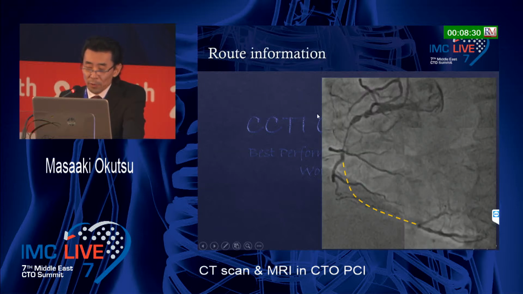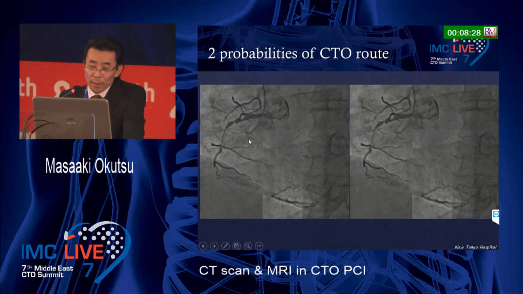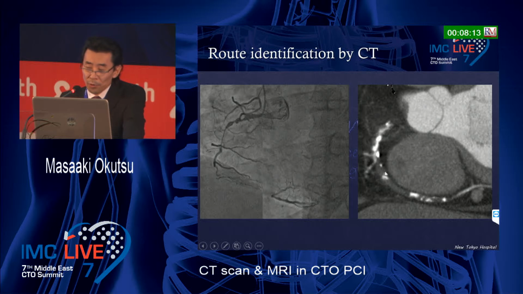In this case, sometimes I will say the CTO looks relatively straight. However, sometimes it has tortuosity, but it is very difficult to identify from the angiogram only. And if you check the CT, the CT visualizes the occluded segment very clearly. And then the occluded route is like this. Very important information to advance the guide wire, right?